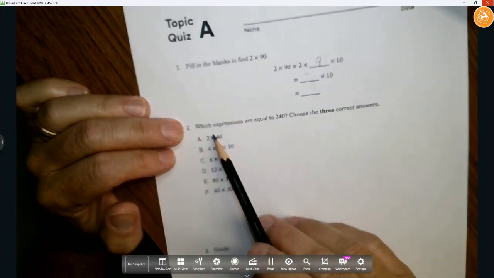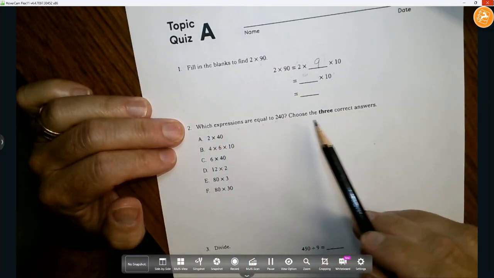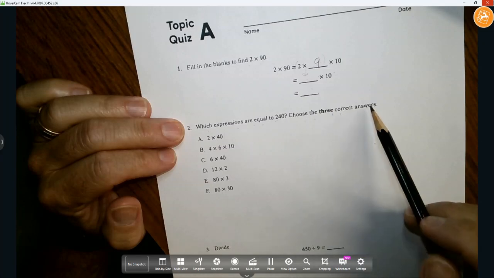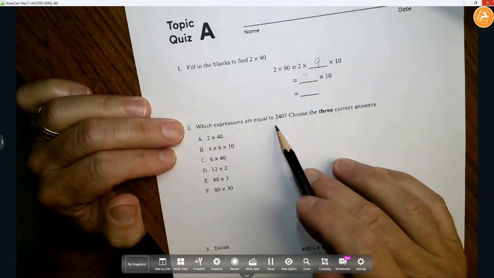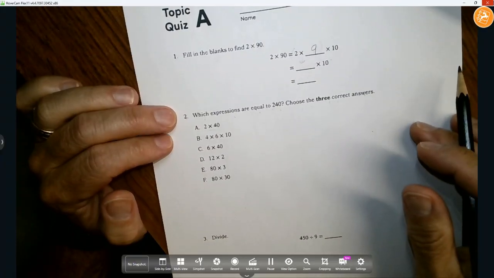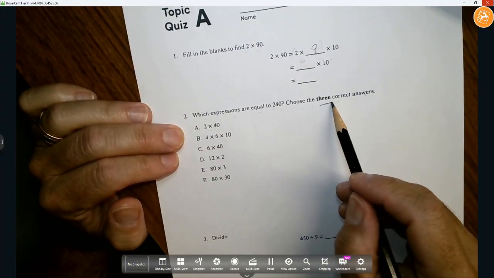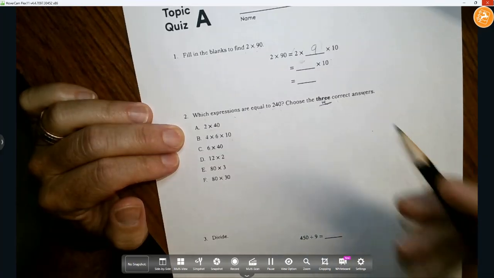All right. Which expressions are equal to 240? Choose the 3 correct answers. So there's 3 of these that if you multiply them out will equal 240. Okay? 3 of them that equal 240. I'll do the first 2 with you to show you how you should do it to find all 3. Remember, you need 3. It says 3 right there. This one, word 3. Okay?